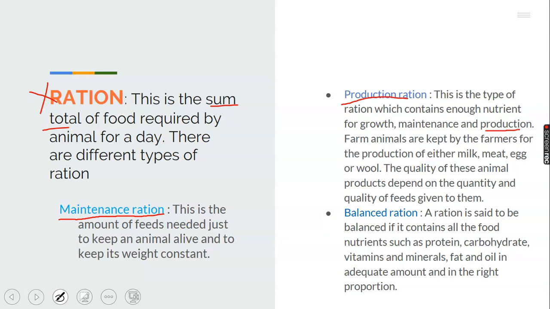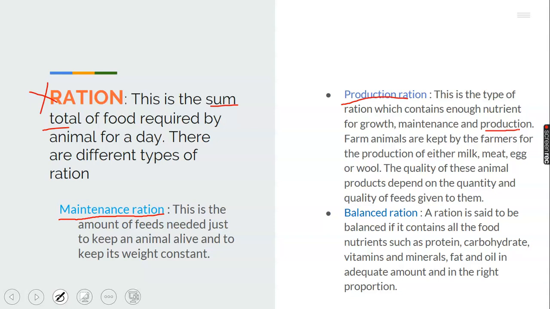Animals are kept by farmers for the production of either milk, meat, egg, wool, and for different reasons. So the amount of food given to them, for them to have good quality of these products, is what we call production ration. Remember, the quality of the animal's product depends on the quantity and quality of feeds given to them.